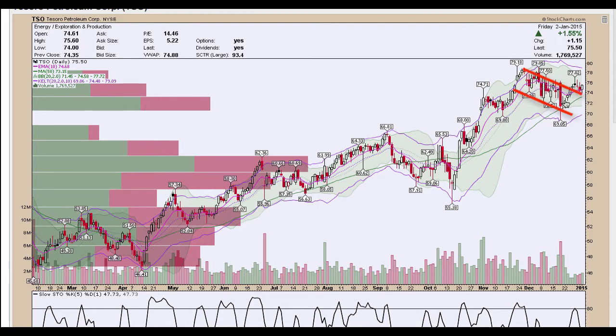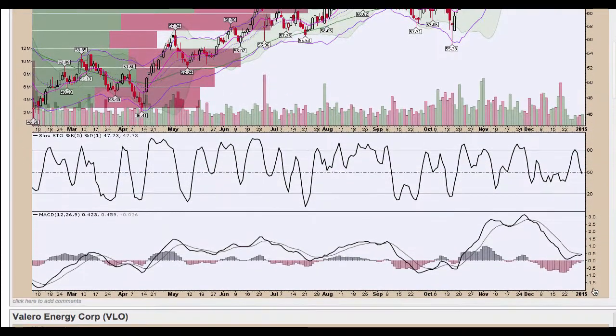Tesoro Petroleum, TSO. Nice little channel here, moved above, retested the breakout. It's above the volume by price level. Slow stochastics still looks like it could turn, looking for volume. And MACD looks pretty decent as well.